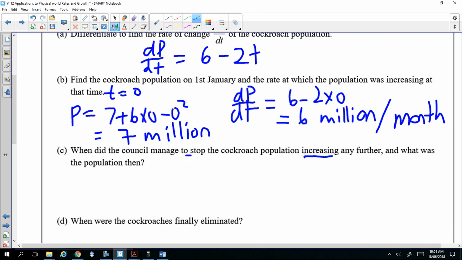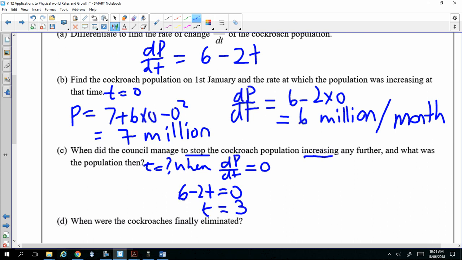So you find dP/dt equal to question mark when dP over dt is 0. Stop increasing. Okay, so we're going to set the derivative equal to 0. That means we'll do 6 minus 2t equal to 0. If you solve it, you get 3. So when did the council manage to stop? So that's after 3 months.